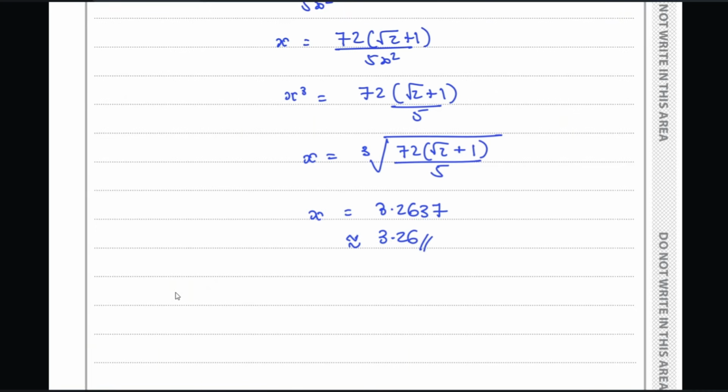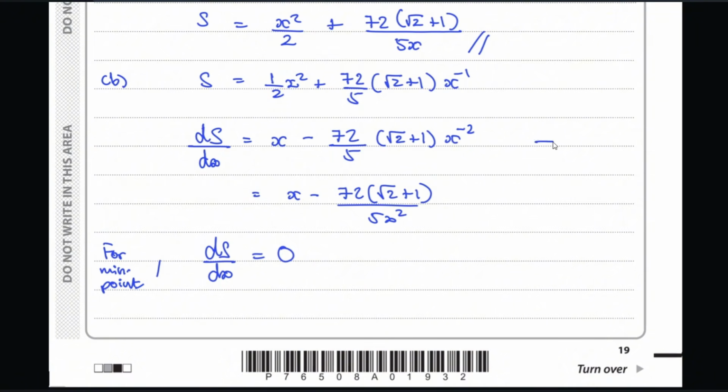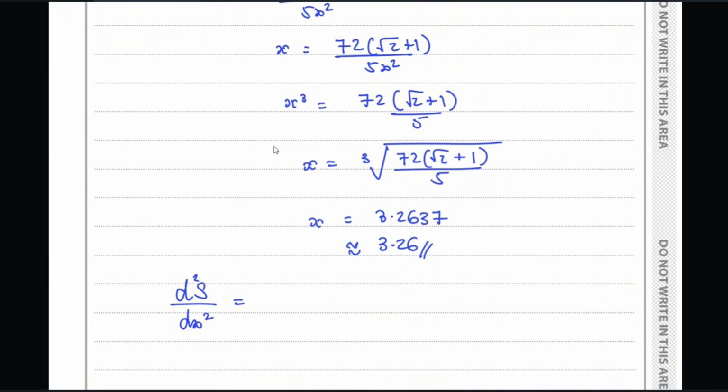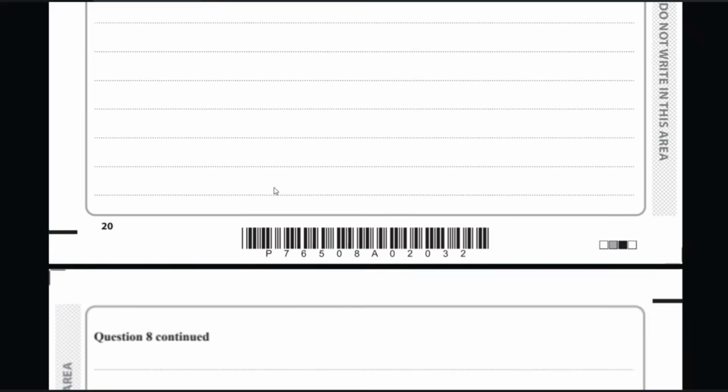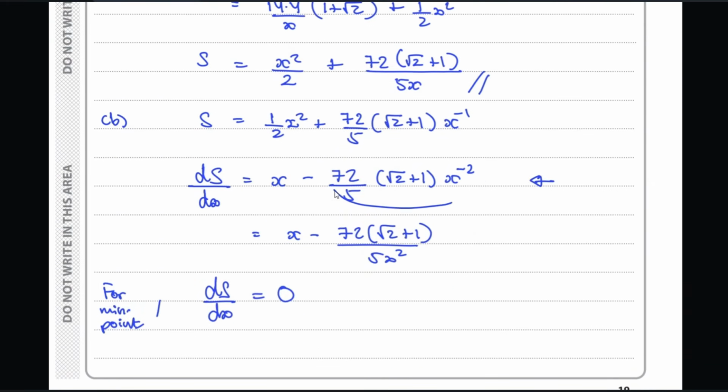So to do that, to check whether it's a minimum value or maximum value, we have to differentiate s again. So we need to find d squared s over dx squared. So we already have an expression for ds over dx. We have to differentiate this again. So if we differentiate x, we just get 1. So 1. And then next we have to differentiate this one. So the power of x is -2. So we will move -2 in front.